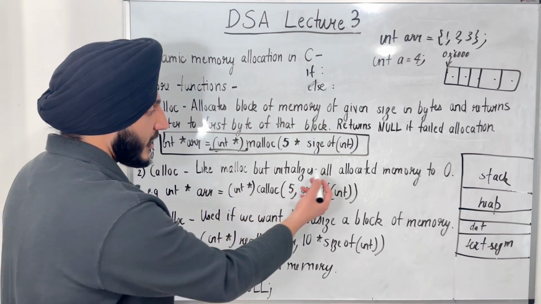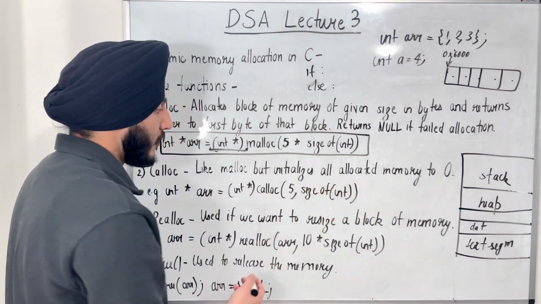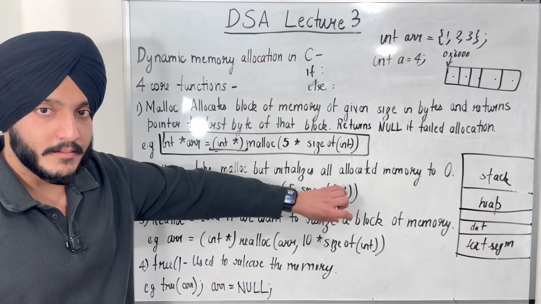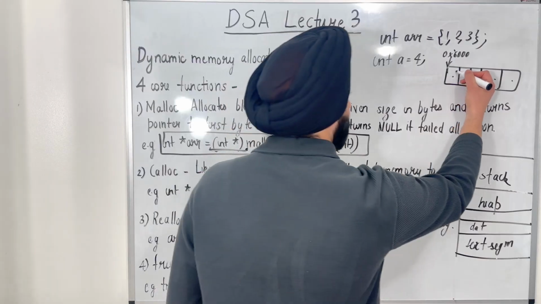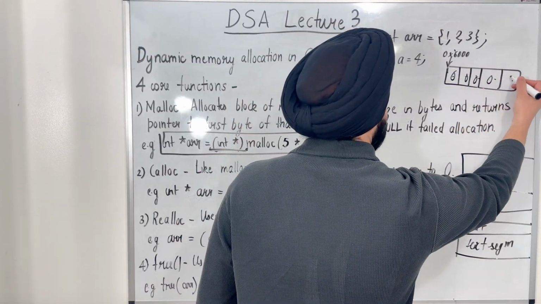So, like malloc, but it initializes all allocated memory to 0. It works exactly like malloc, but whatever memory it creates, it's going to store a 0 inside it, something like this.